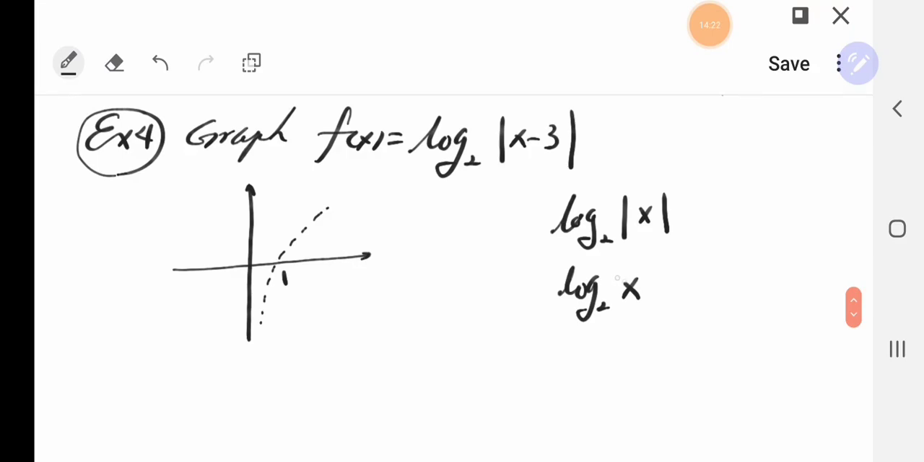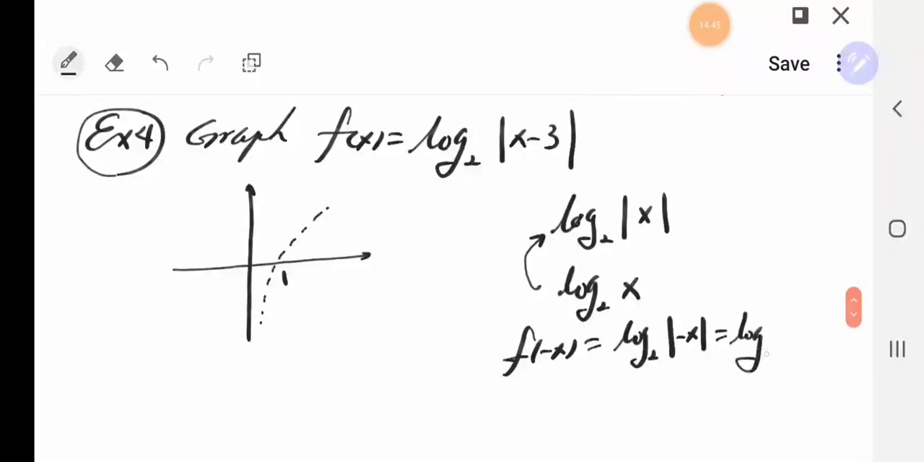And if we put the absolute value, then this will be an even function, because once you plug in negative x, then this will be logarithm base 2 of negative x, which is the same as the original function with absolute value x, which is f of x. So this is an even function. That means the graph is symmetric with respect to the y-axis. So it will be something like this. So the graph is composed of these two.